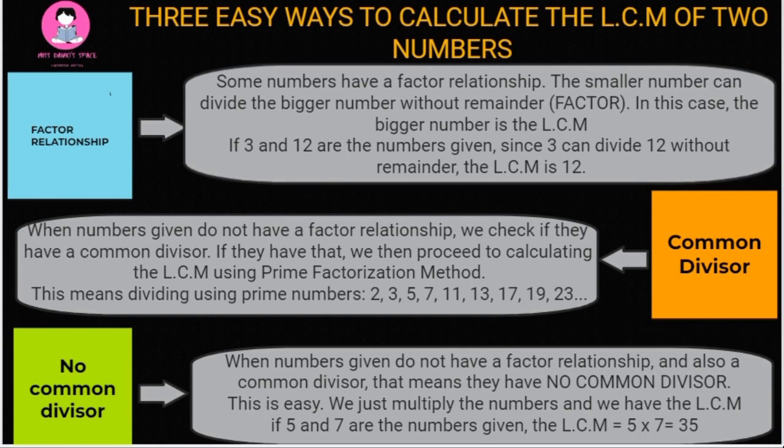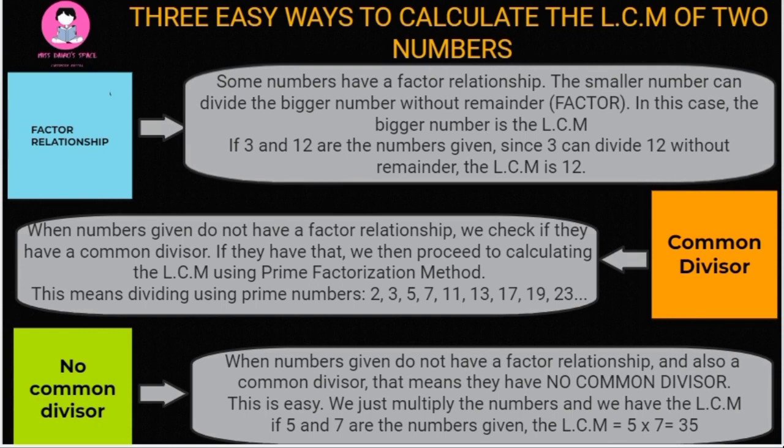The next rule, we have common divisor. When numbers given do not have a factor relationship, we check if they have a common divisor. That is, is there a number that can divide both numbers without remainder? If they have that, we then proceed to calculating the LCM using the prime factorization method. This means dividing using prime numbers like 2, 3, 5, 7, 11, 13, 17, 19, 23, and so on.